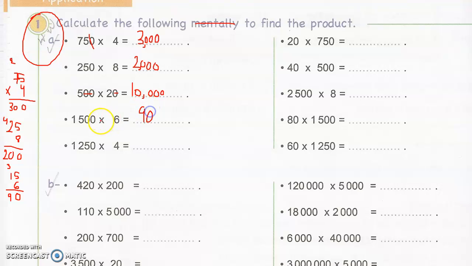90. And how many zeros do we have? We have 2 zeros. Place them here at the end. So the answer will be 9,000.